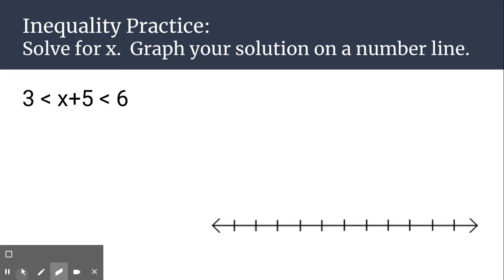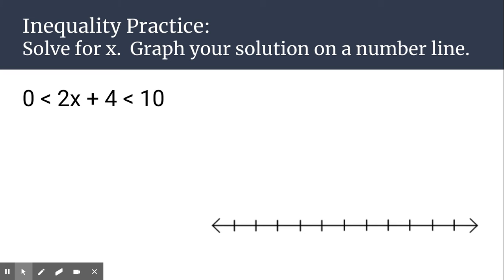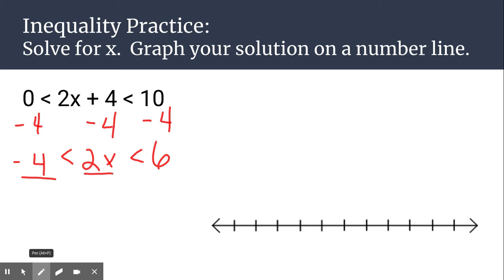So let's see if we can take a look at a more complicated example. Here we have just another step that we have to go through when we solve. So we'll keep it red this time. I'm going to start out by subtracting 4 from every side. So now it's no longer just one side, it's every side. So I have -4 is less than 2x is less than 6. And I'm going to divide everything by 2 because I need to get x by itself in the middle. So -2 is less than x is less than 3.